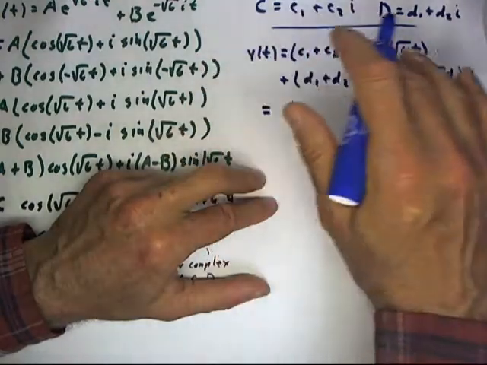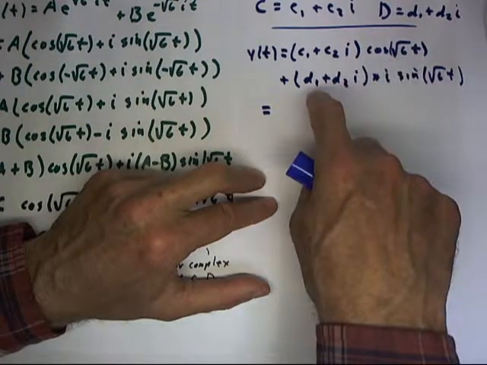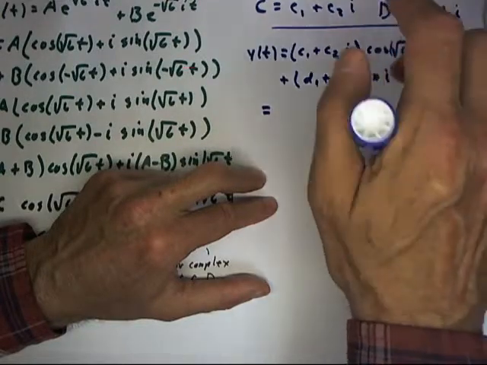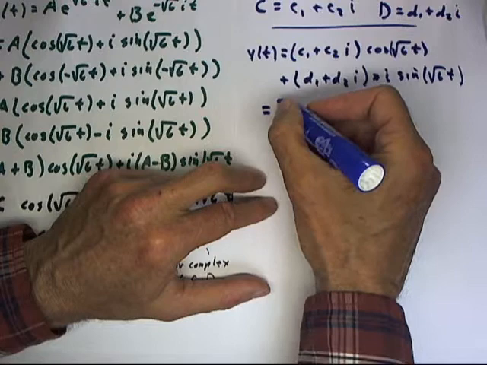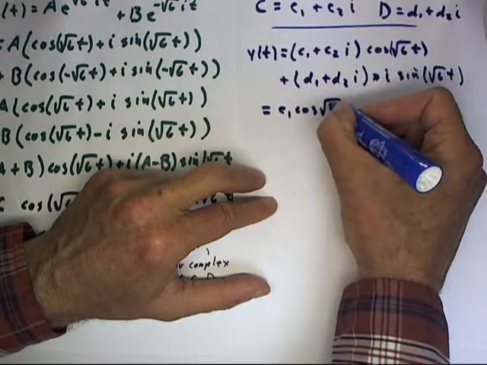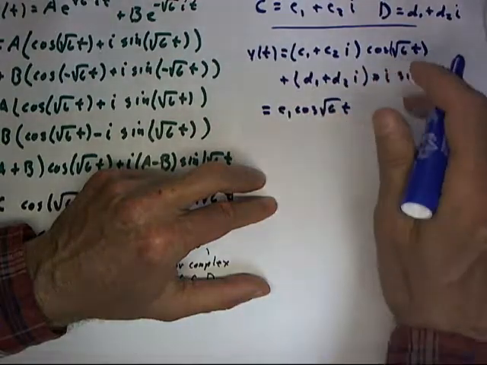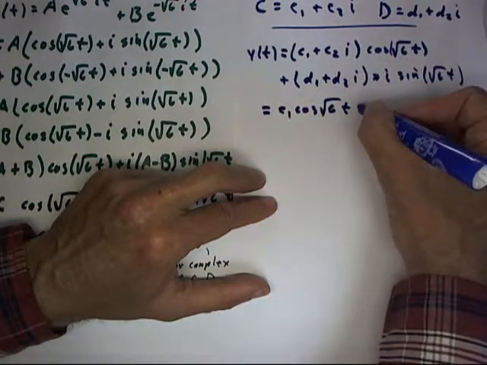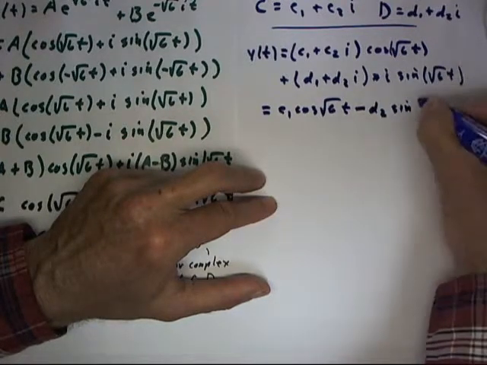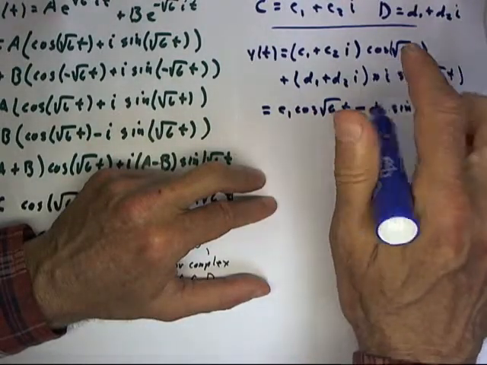parts. I'm not going to go through all the details of that, but we're going to have c1 times the cosine, and we're going to have d2i times the sine. Now i times i being -1, we should be able to see pretty easily that we get c1 cosine of the square root of 6t plus i squared times d2 sine square root of 6t. i squared is -1, so this is going to give us minus d2 sine of the square root of 6t. And those are going to be our real terms.